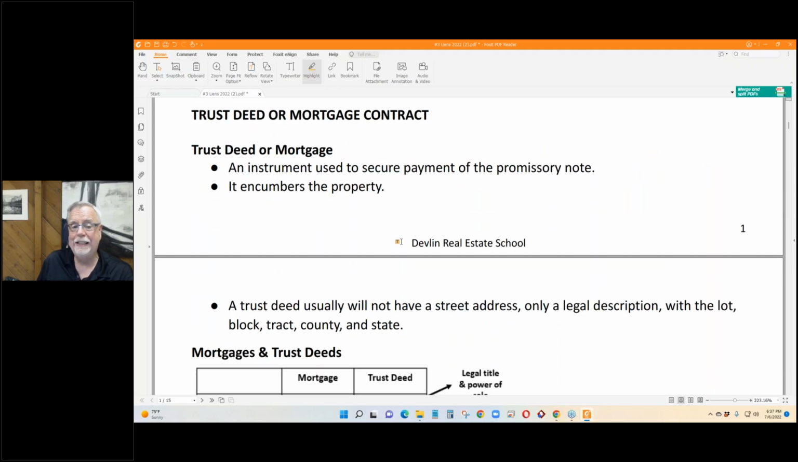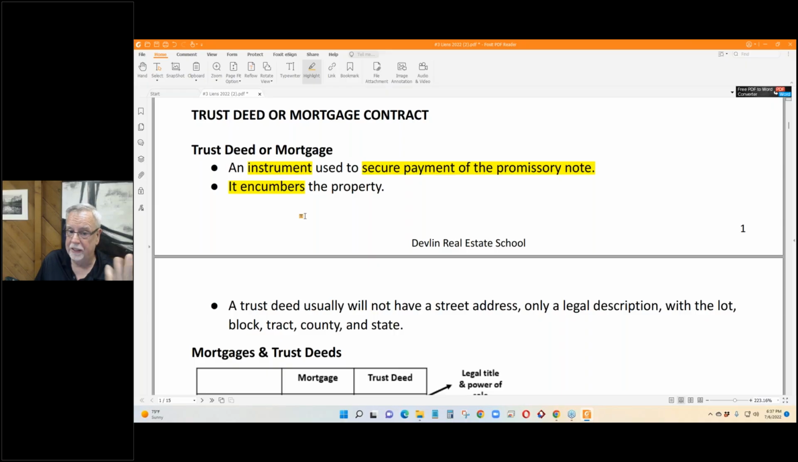So a trust deed or a mortgage, it's an instrument. And when you see the word instrument, it means a piece of paper that has a legal effect, and it secures payment of the note. So there's two parts. There's the note, which is an obligation to pay money, and then there's the mortgage or the trust deed. The trust deed or mortgage encumbers the property. The note does not encumber the property.